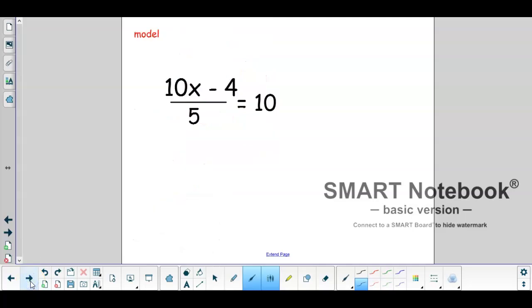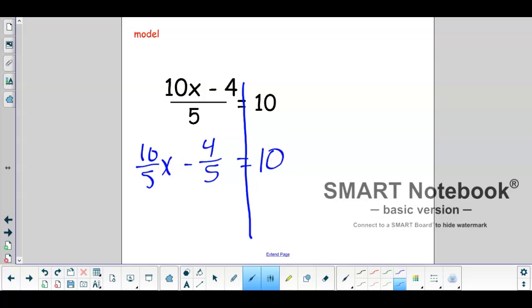Let's try another one together. This one is 10 times x minus 4, all divided by 5, is equal to 10. I'm going to locate my variable. It's over here on the left side, but everything's being divided by 5. So I'm going to break the problem apart: 10 over 5 times x minus 4 over 5, and the whole thing is still going to equal 10.